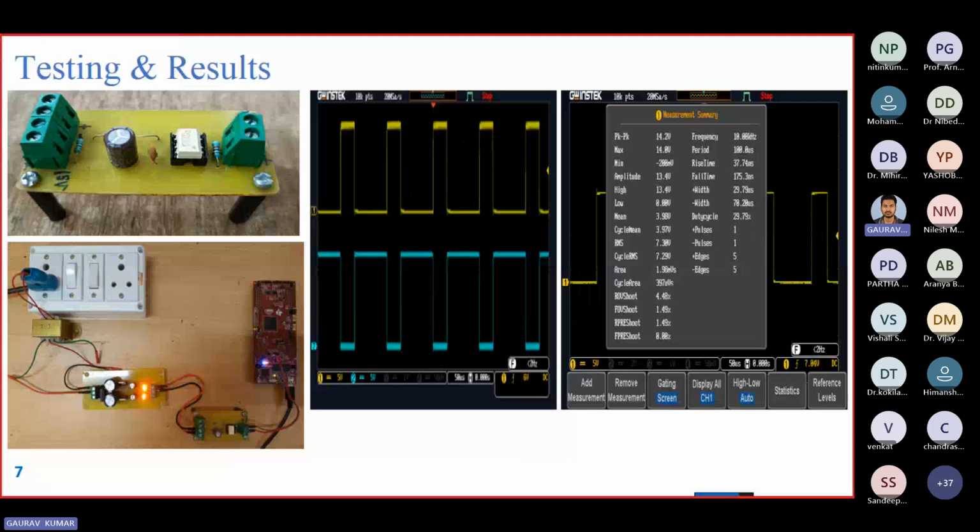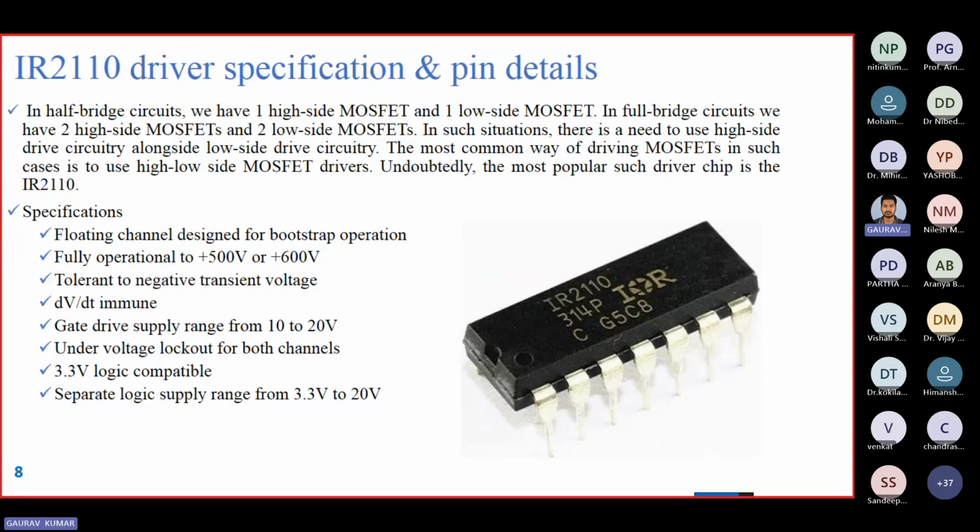Moving to the next slide, IR2110 driver circuit. This is another driver circuit which we use for driving the MOSFET. It is used when we want to drive a half bridge circuit or full bridge circuit, in which two MOSFETs are in a particular leg, or IGBTs in a particular leg, then we have to use the IR2110 driver.